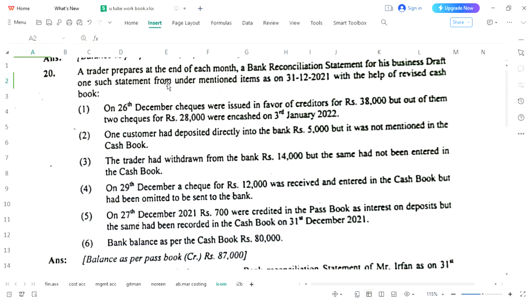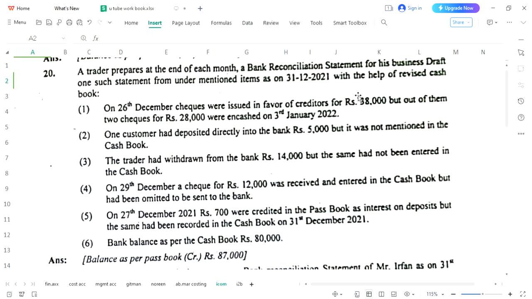Let's come back. Now please understand, you are making your bank reconciliation statement till 31st December. Whatever is happening after 31st December, you are not responsible. Please revise what I have said. We are making bank reconciliation statement for 31st December. Any activity after 31st December, we are not responsible for that.